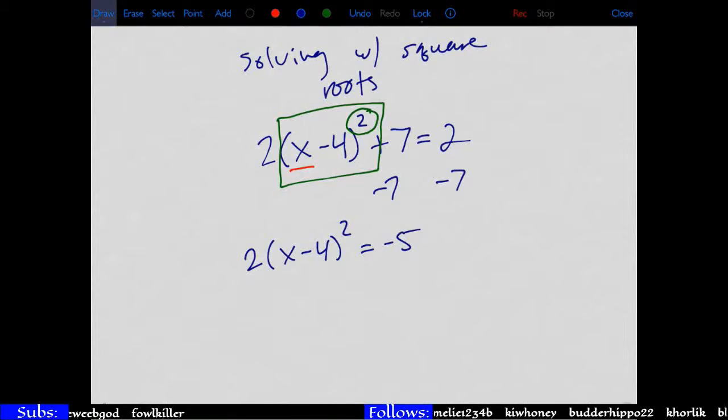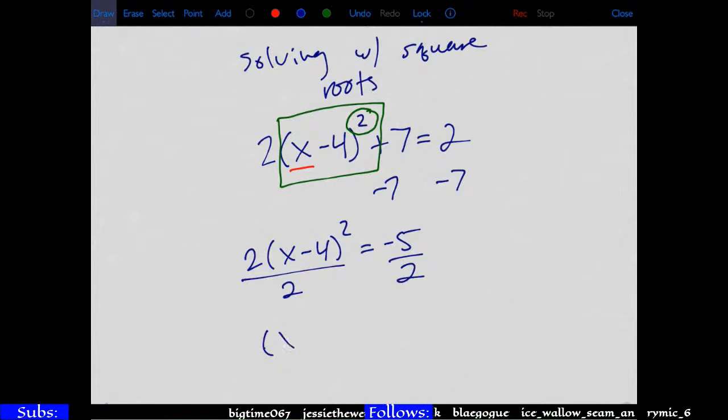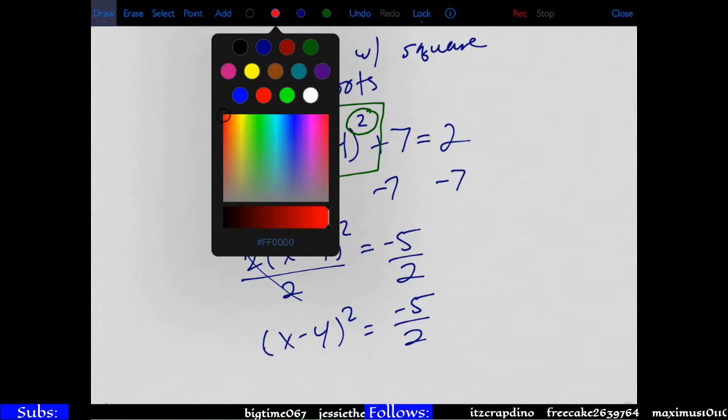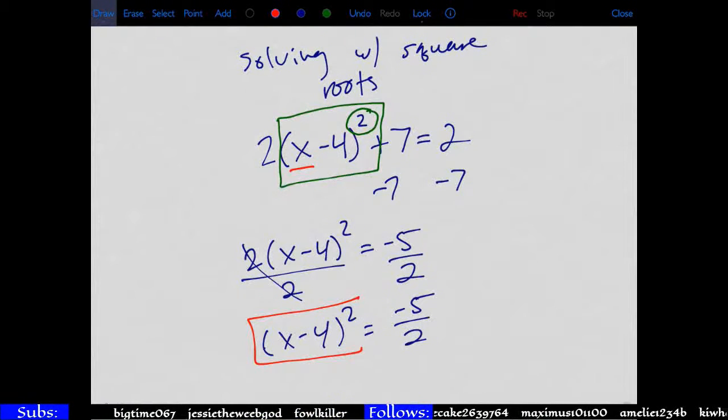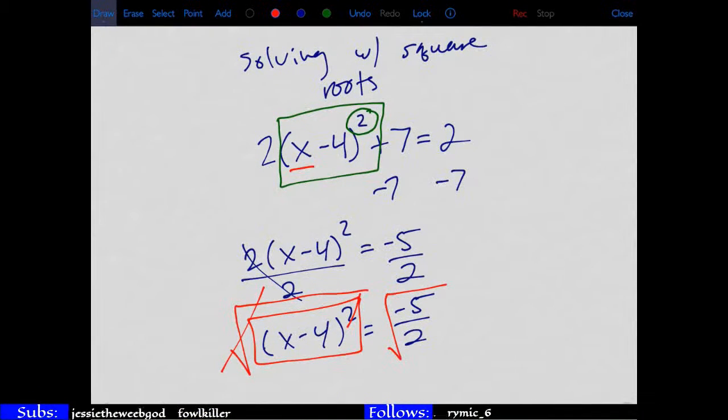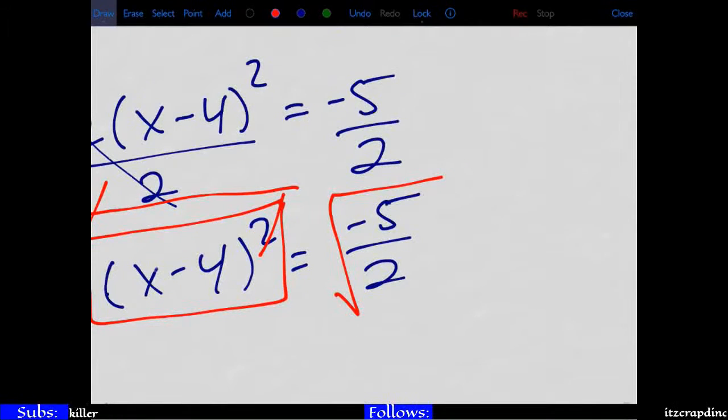Now we need to get rid of this 2 here, so we divide both sides by 2. So then we get x minus 4 squared equals negative 5 over 2. Now that our squared piece is alone, we can square root both sides to cancel the square. We square root the left and square root the right. The square and the square root cancel, but over here on the right, we need to make sure we add this plus or minus symbol.